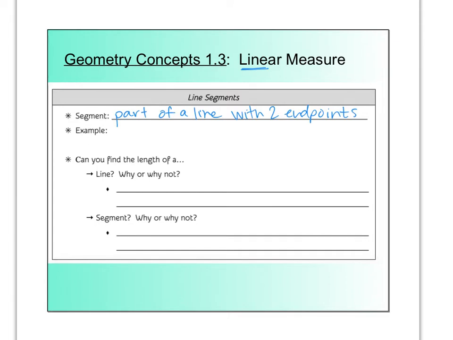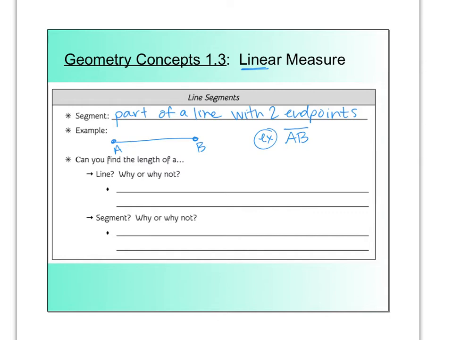An example of what a segment might look like is a segment like this that has dots at the end of it. Maybe this point is A and this point is B. That's an example of a segment. The way that you would name that segment is you would say capital A, capital B with a bar above it. Notice there are no arrows. So a segment is just part of a line.